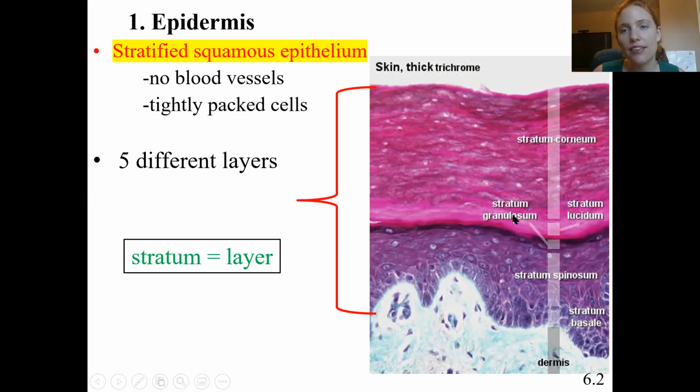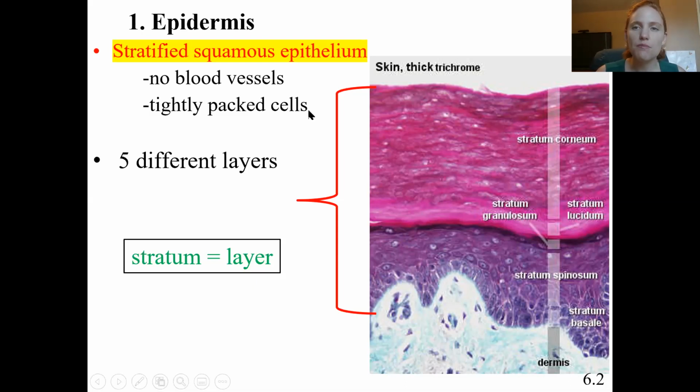And why do you think that is? Why do you think that the outer layer of our skin would have lots and lots of layers of cells? Its job is for protection. And so the more layers you have, the better it is at protection. So think about it as, you know, if you scrape a couple off, you have some scrapes there, you still have a lot of layers. Okay, so it's going to be stratified so that it can be better for protection.